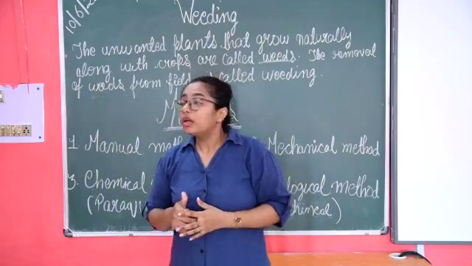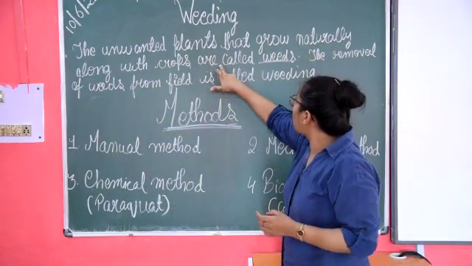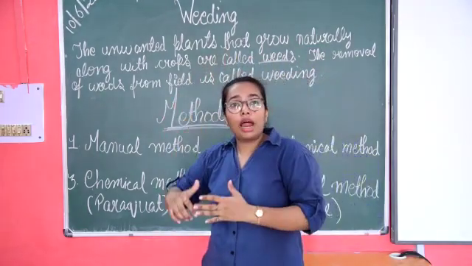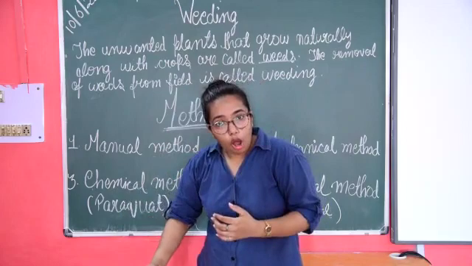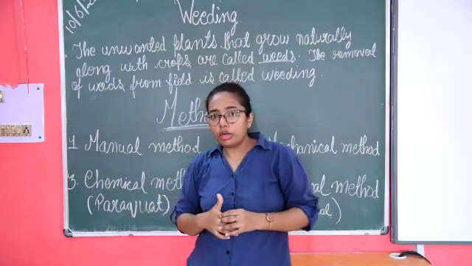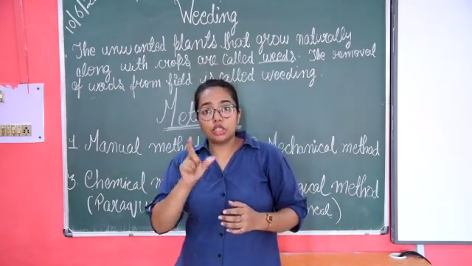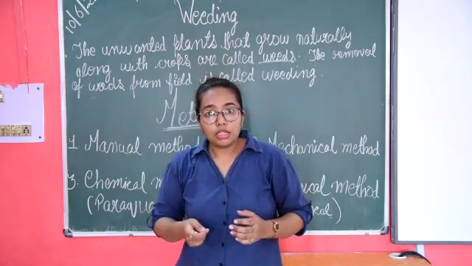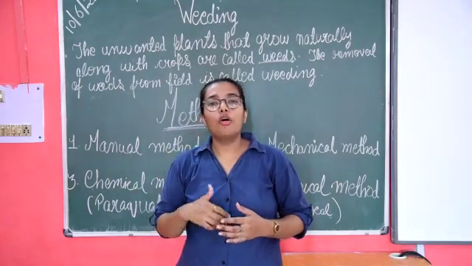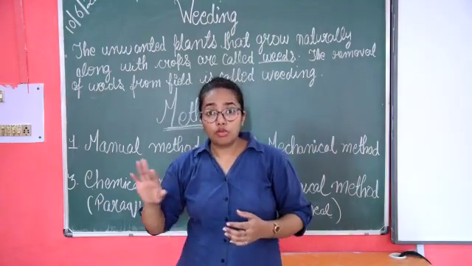Let's discuss. See, the unwanted plants that grow naturally along with crops are called weeds. Whenever any unwanted plant grows with our crops, it is called a weed. Now it is very important to eliminate these weeds. The process used to cut these weeds is known as weeding, or we can say removal of weeds. Now why is it essential to remove the weeds?